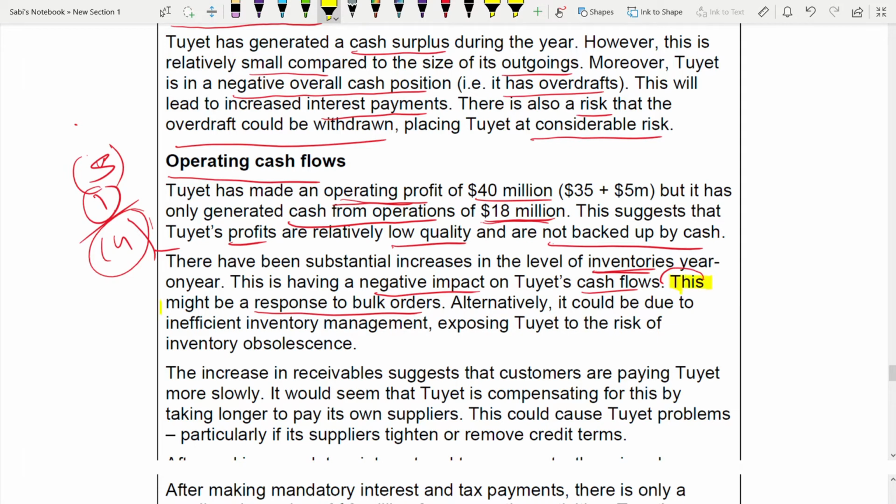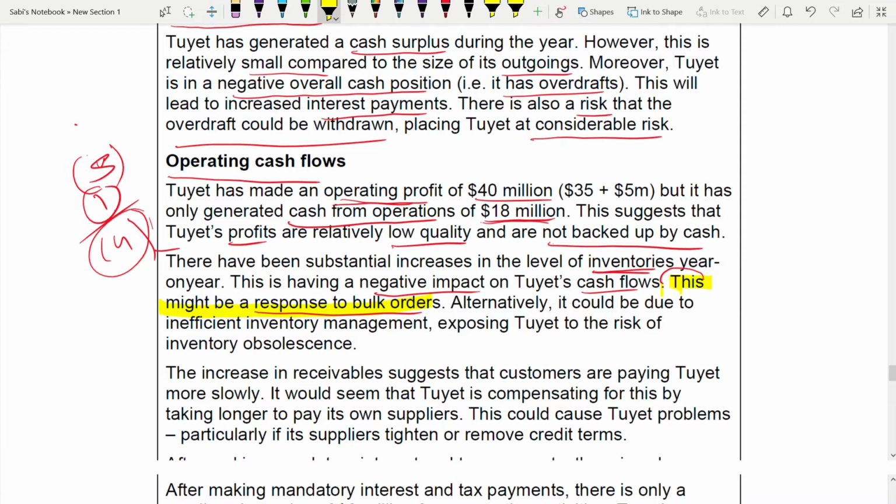Okay. This might be a response to bulk order. This is your analyzation skill. All these things you were just setting up, you're just writing. Okay. All the things until here, cash flow, we know that. You're just repeating it. The number part you're just writing in sentences.